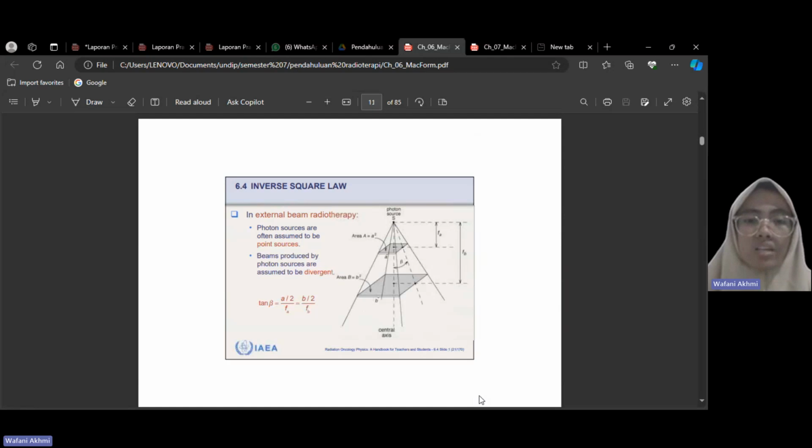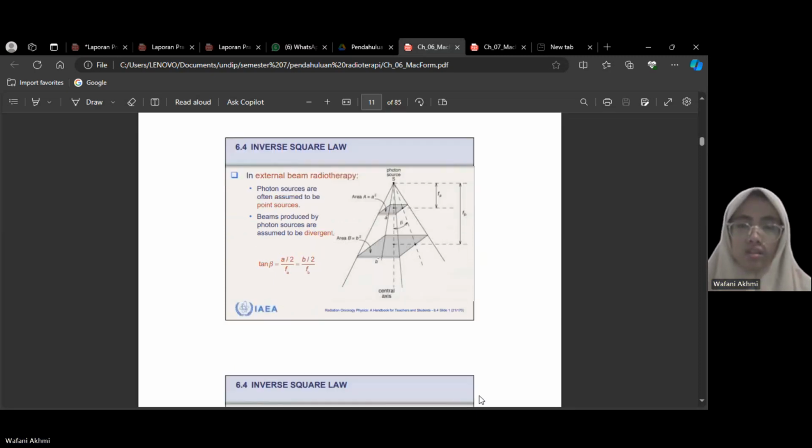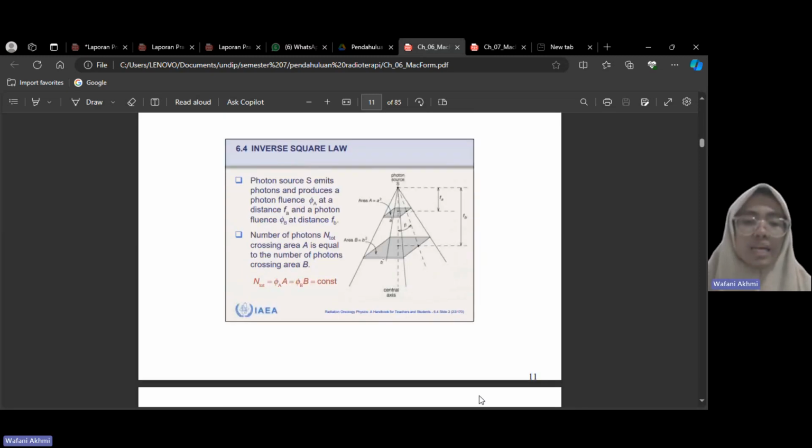Then 6.4, the inverse square law. In external beam radiotherapy, the photon sources are often assumed to be point sources. Beams produced by photon sources are assumed to be divergent. Photon source S emits photons and produces a photon fluence at a distance A and a photon fluence at a distance B. The number of photons crossing area A is equal to the number of photons crossing area B.